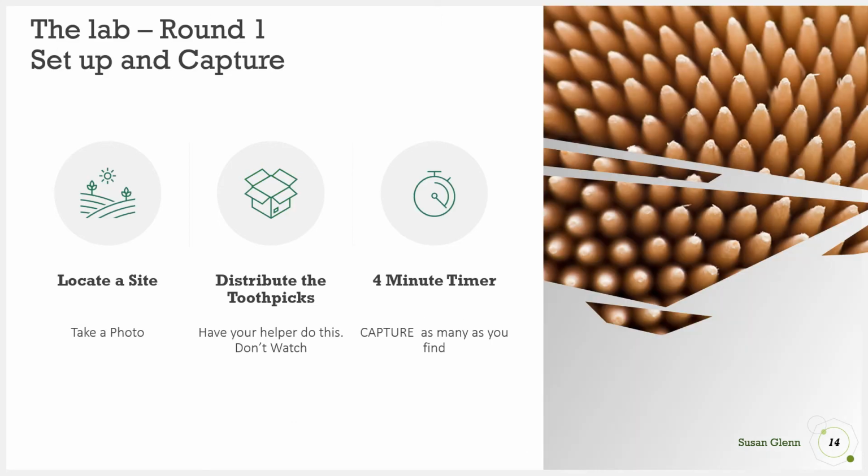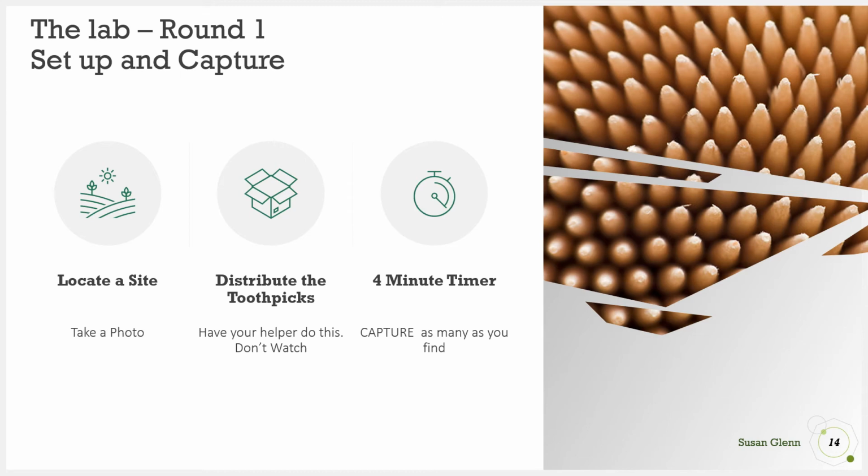So the first step, you locate your site, take a picture of it, have your friends distribute your toothpicks without you watching. You can watch some YouTube videos. Oh, I've got some lectures you can watch. That'll be great. And then start your timer. Set it for 4 minutes. So go to your timer on your phone and set a 4-minute timer, or have your friend do it.